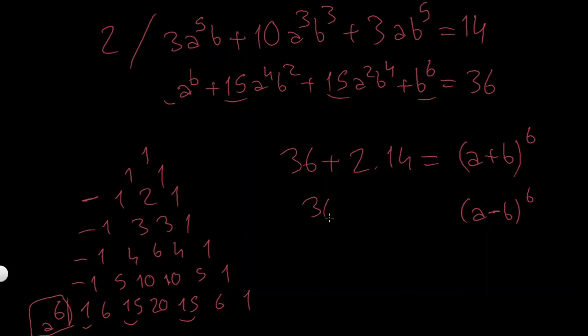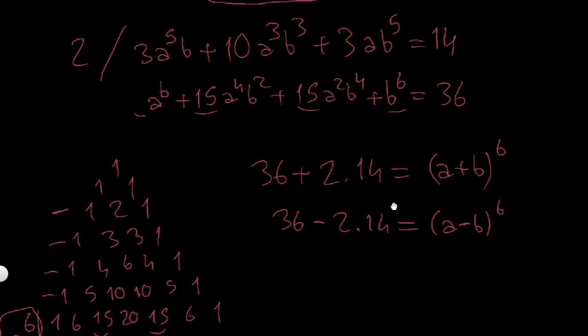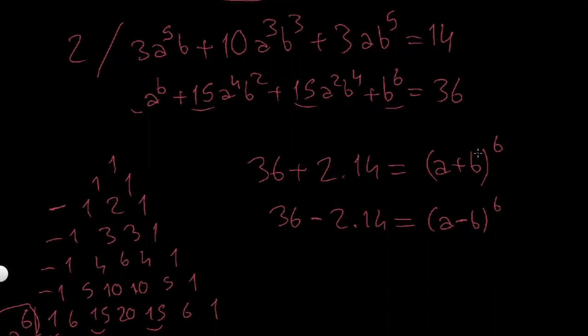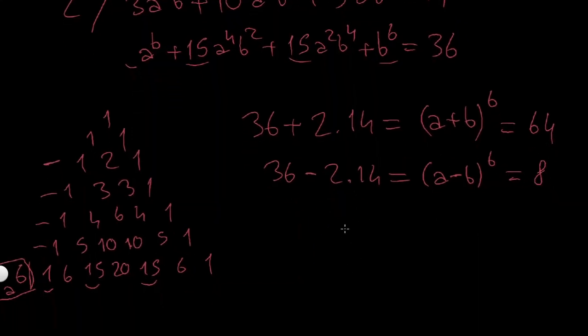If I do 36 minus 2 times 14, this will be (a minus b) to the 6. Because if I only have (a plus b) to the 6 equal to something, I don't know what a plus b is. But now I will know it. So let's see. This is equal to 64, and this is going to be equal to 8. So from here, I can say a plus b is equal to 2.